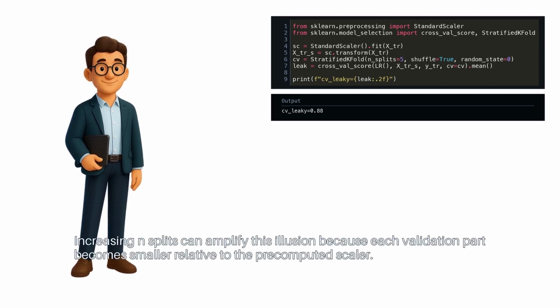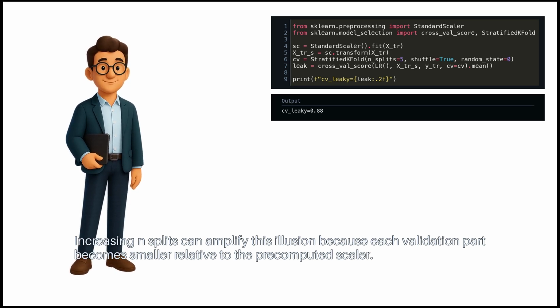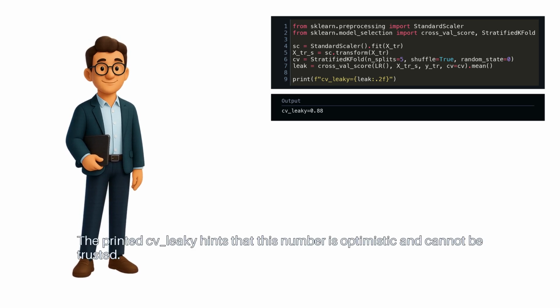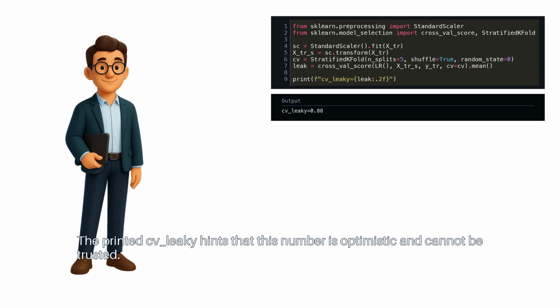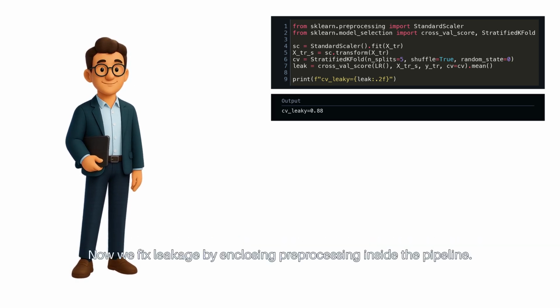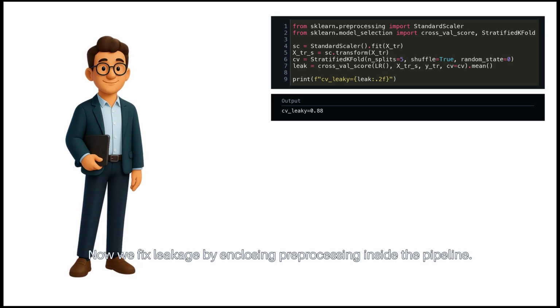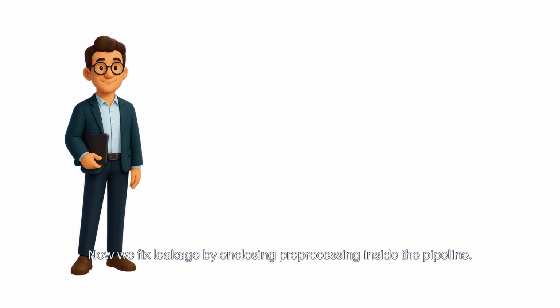Increasing n_splits can amplify this illusion because each validation part becomes smaller relative to the pre-computed scaler. The printed cv_leaky hints that this number is optimistic and cannot be trusted. Now we fix leakage by enclosing pre-processing inside the pipeline.